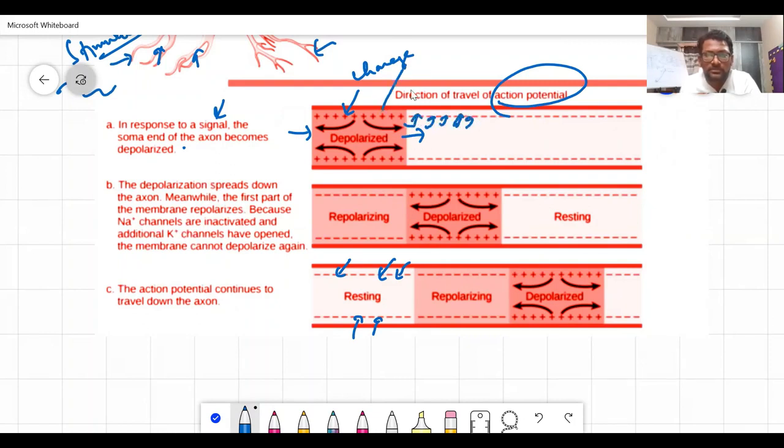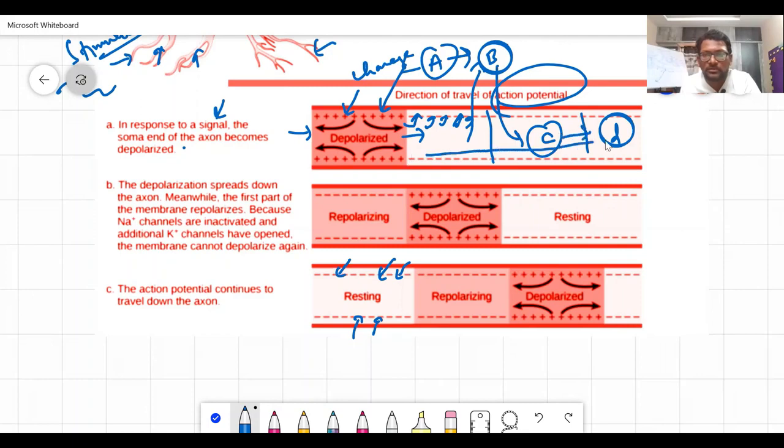For example, if you consider this is point A and this is point B and this is point C and this is point D. From A to B to C to D, the nerve impulse would be depolarized and it would be traveling. It means the action potential is traveling down the axon. So once depolarization occurs, it spreads down the axon. Meanwhile, the first part of the membrane repolarizes. Again, the charge is converted into negative charge.